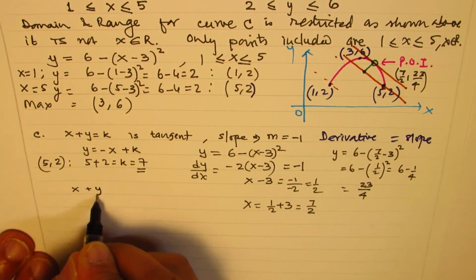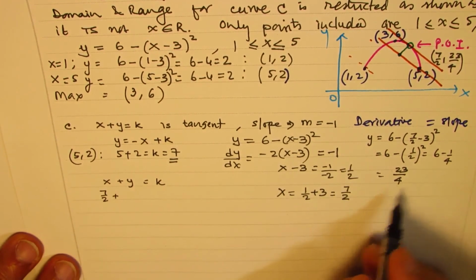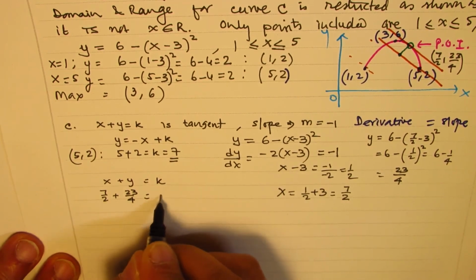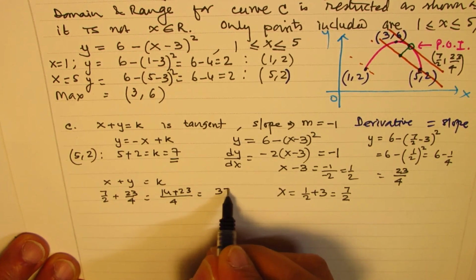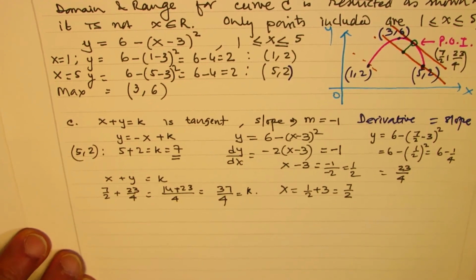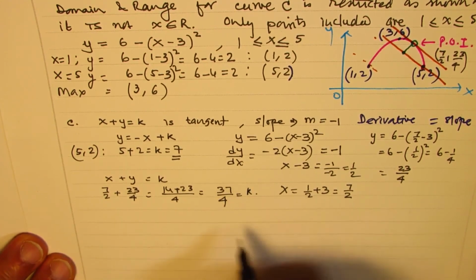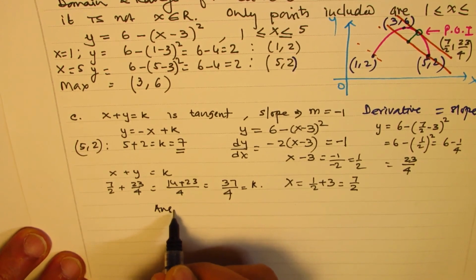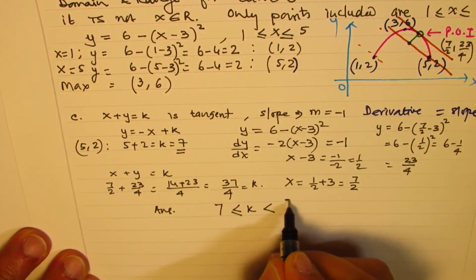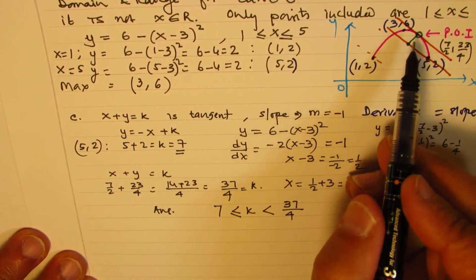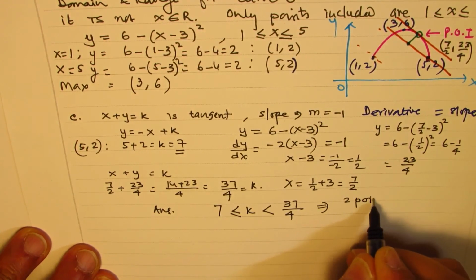So we know x plus y is equal to k. So x for us is 7 over 2 plus y is 23 over 4. And when you add them, with common denominator 4, we get 14 plus 23, which is 37 over 4. Correct? So that is the value of k. So this value of k is 37 over 4, right? So 4 times 7 is 28, much higher. So we find our answer that k should be greater than or equal to 7, but should be less than 37 over 4, correct? Since at 37 over 4, you get only one point of intersection. So that gives you 2 points of intersection.